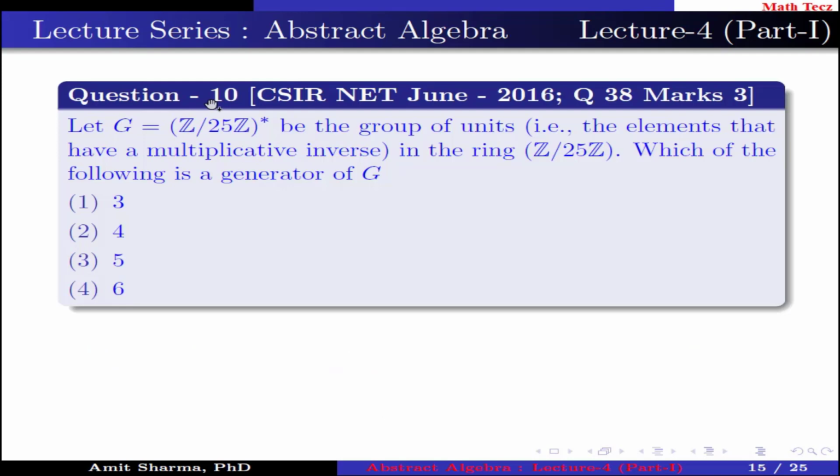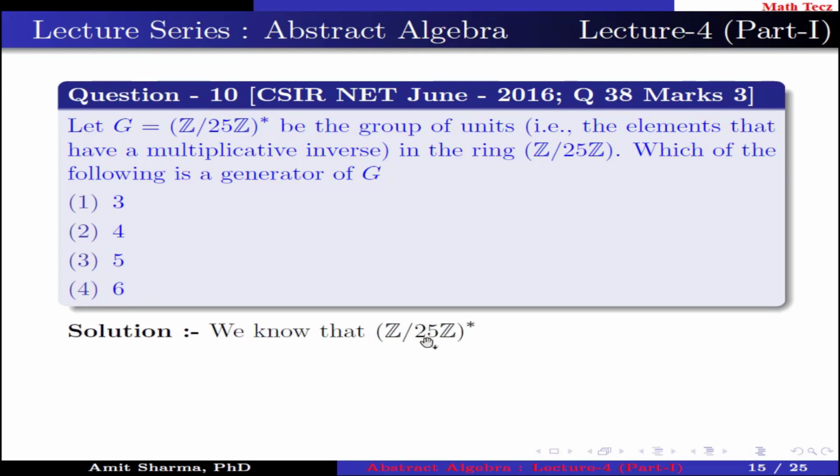Question number 10. This question was asked in CSIR NET exam in June 2016. Let G equal to Z by 25Z star be the group of units, that is, the elements that have a multiplicative inverse in the ring Z by 25Z. Which of the following is a generator of G? Option 1: 3, option 2: 4, option 3: 5, option 4: 6.